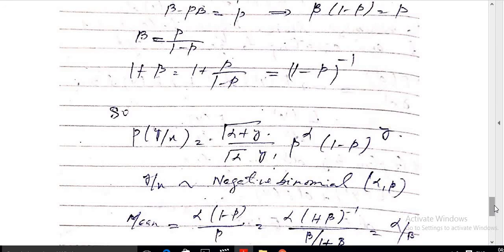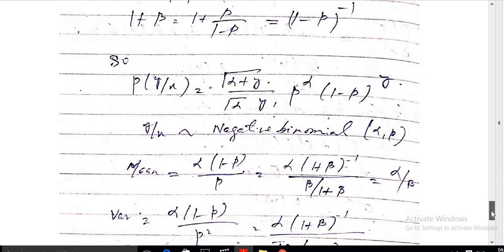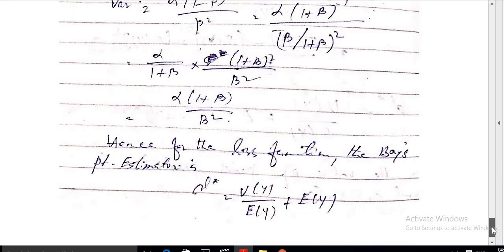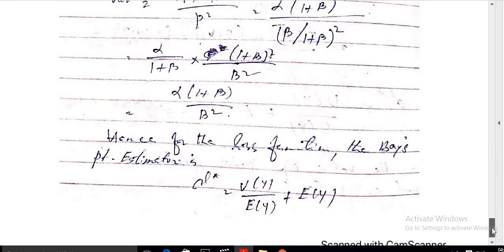Y given x is a negative binomial distribution of alpha beta, which is equal to gamma alpha plus y over gamma alpha, y factorial, beta raised to the power alpha, 1 minus p raised to the power y. The mean of this distribution is equal to alpha over beta, and the variance of this distribution is equal to alpha into 1 plus beta raised to the power minus 1, over beta over 1 plus beta whole square. And for the loss function, the Bayes point predictor d star is equal to variance of y over expected value of y, plus expected value of y.